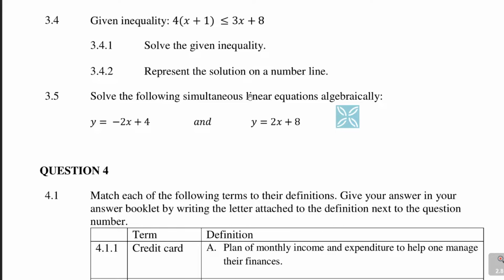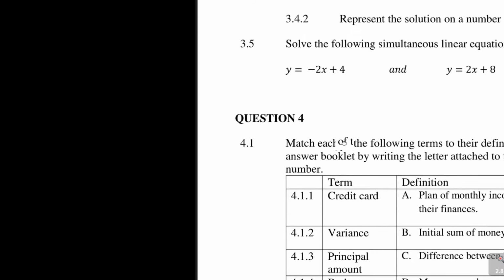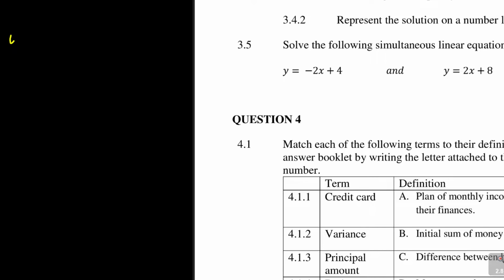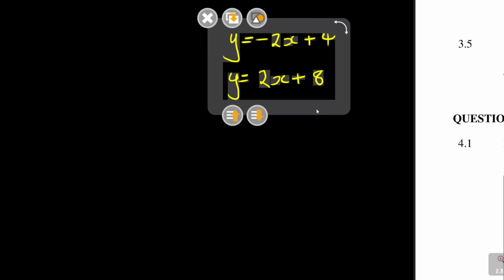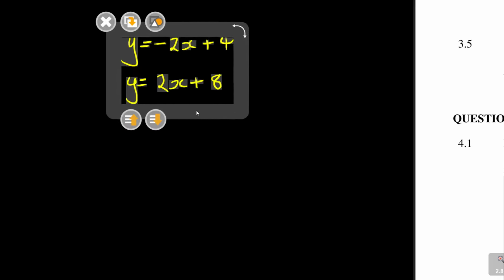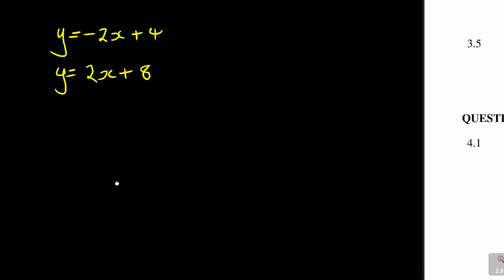Solve the following simultaneous linear equations algebraically. I thought they said graphical. Anyway, it's fine. Look at this. It's not complicated. y is equal to -2x plus 4. Again, y is equal to 2x plus 8. Now look at this. This is a simultaneous equation.